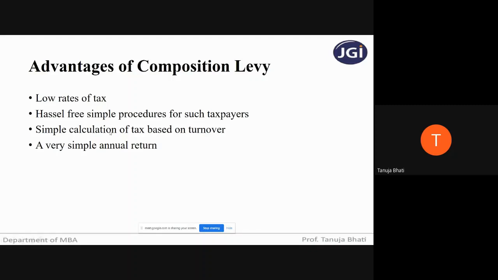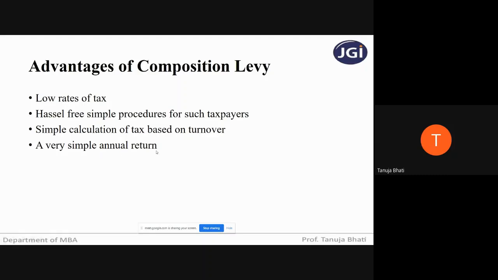Next, simple calculation of tax based on turnover. Again, the same thing: since he is charging tax on the turnover, the calculation becomes very simple, because once he knows the turnover of a year, he just charges a particular rate of tax on that turnover and pays the tax to the government.